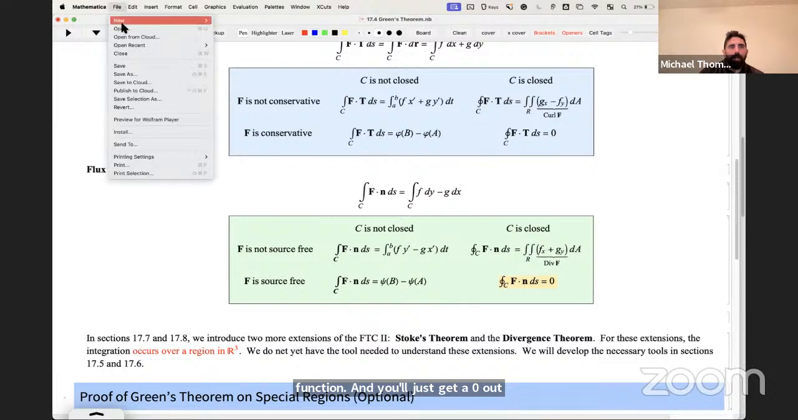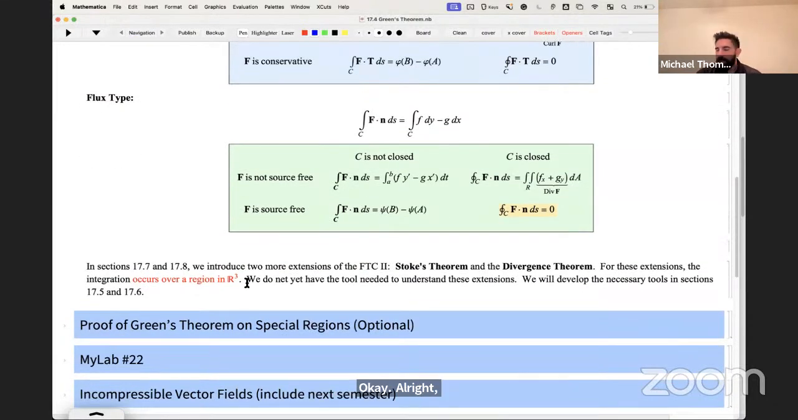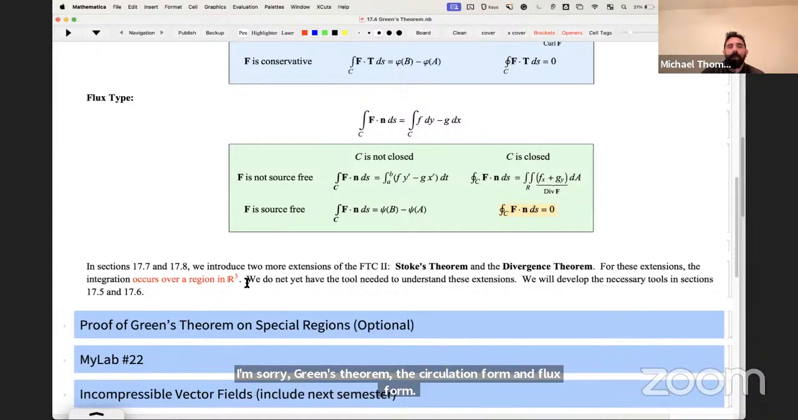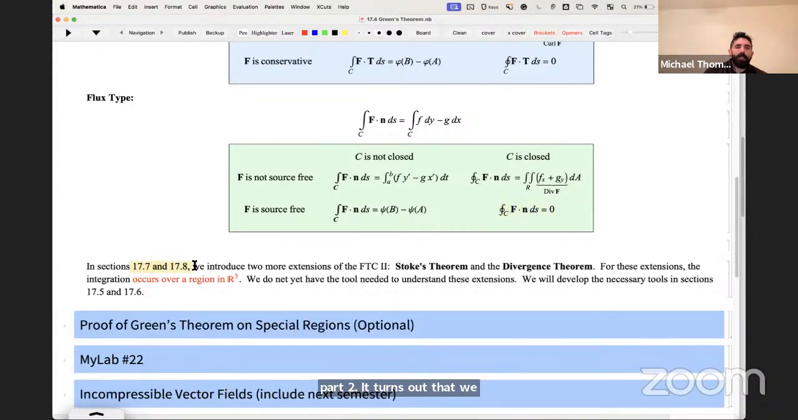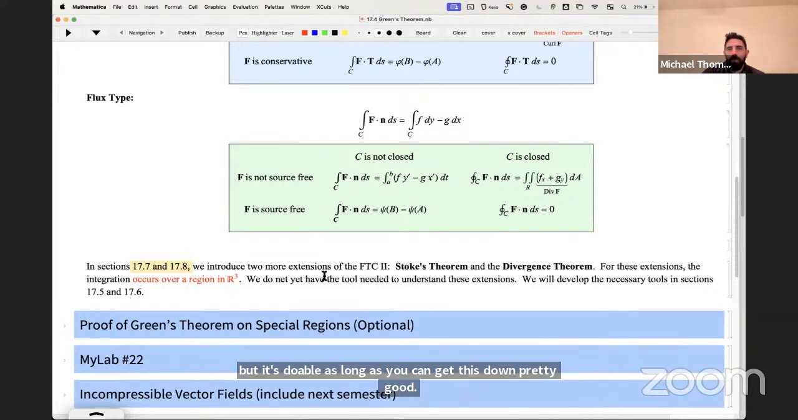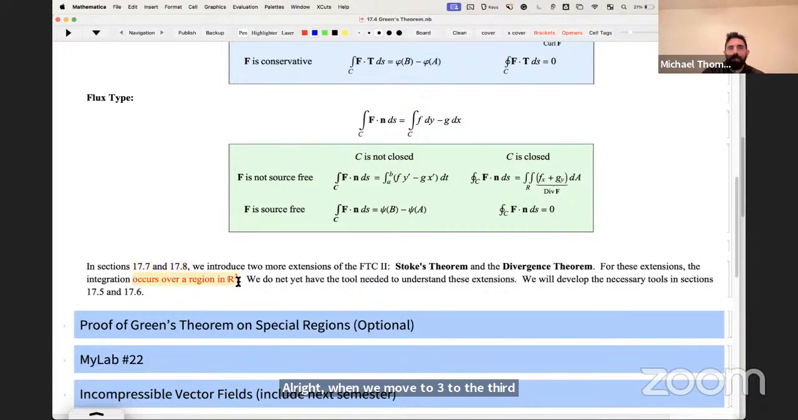Okay. All right. So Green's theorem, circulation form and flux form, are extensions of the fundamental theorem of calculus part 2. It turns out that we have 2 more extensions to discuss, and these are in 3 dimensions. So it's a little harder than what we just showed you, but it's doable as long as you can get this down pretty good. When we move to the third dimension, the integration is going to occur over regions in R3. We don't have the tools yet to understand Stokes' theorem or the divergence theorem. We're going to develop the tools in 17.5 and 17.6.